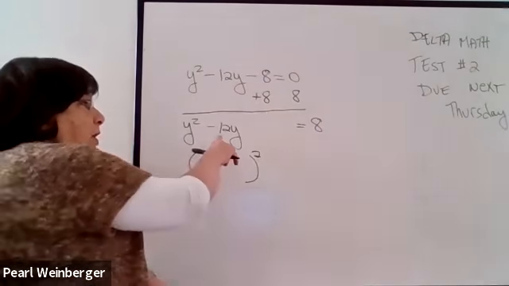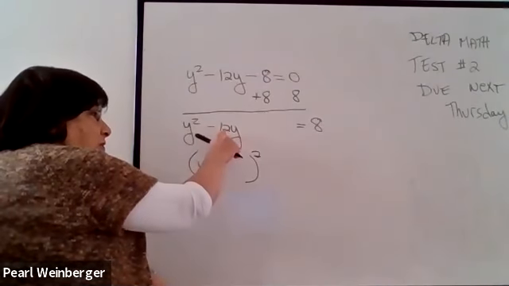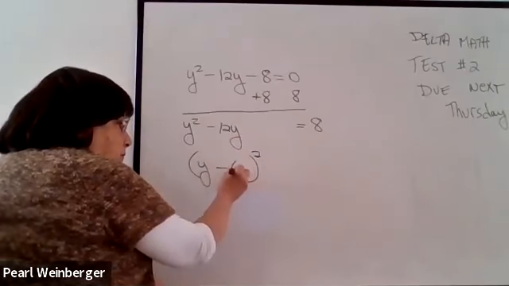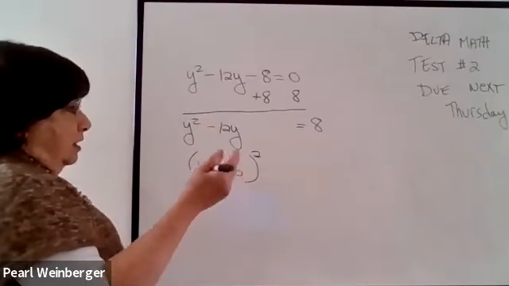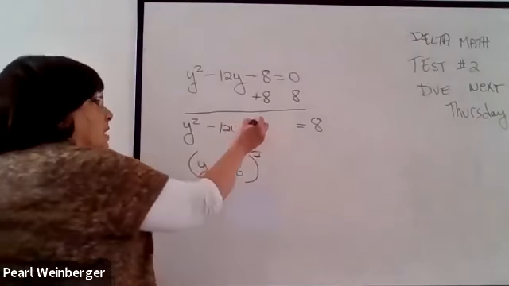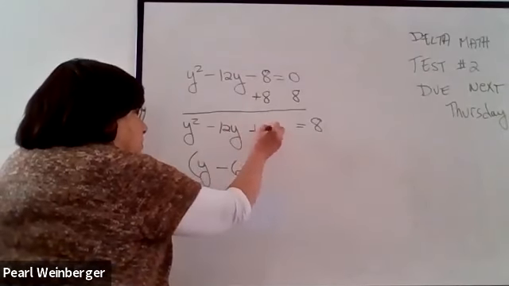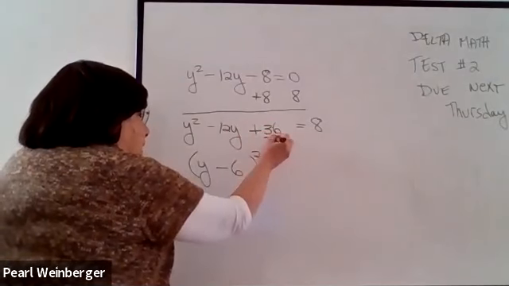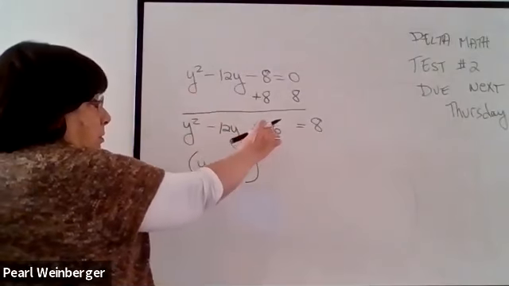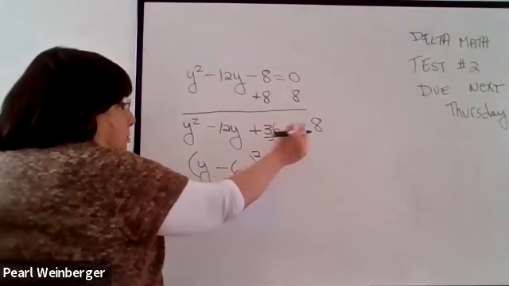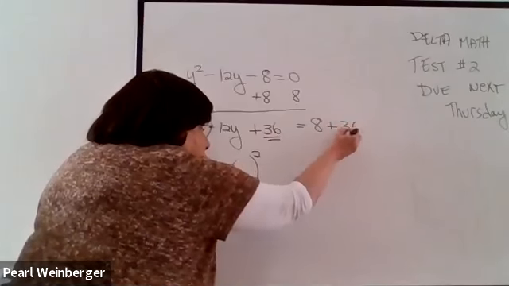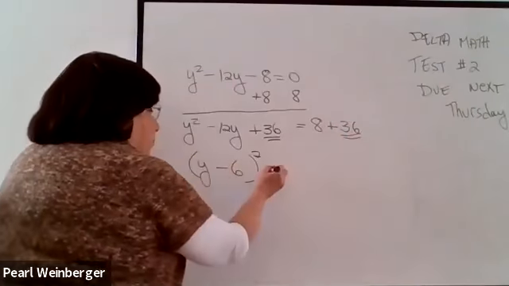Okay, and I know the way I find that number is I take half of this number, so half of negative 12 is negative 6. That's what I'm putting over here. And I take that negative 6 and multiply it by itself. So negative 6 times negative 6 is plus 36. So the number that had to be added to make this into a perfect square expression was 36. Of course, that means I have to add the 36 to the other side as well.